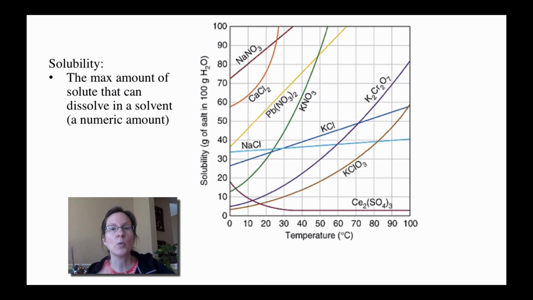Okay, so the way you read these essentially is just find a spot on a line and the corresponding temperature and substance. So for KCl at about 40 degrees, about 40 grams dissolves. Whereas for KNO3 at 40 degrees, we have about 62 grams dissolving. So it's all how many grams per 100 grams of water. You can see that on the y-axis, and that is your solubility. So that's your maximum that can be dissolved, is what the line corresponds to.